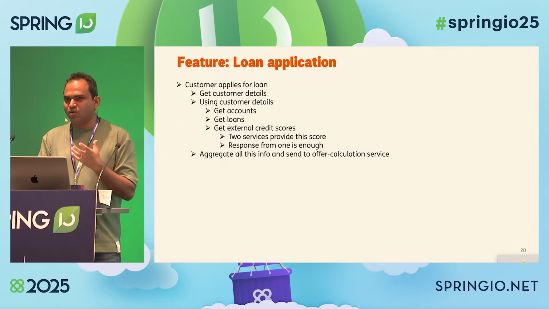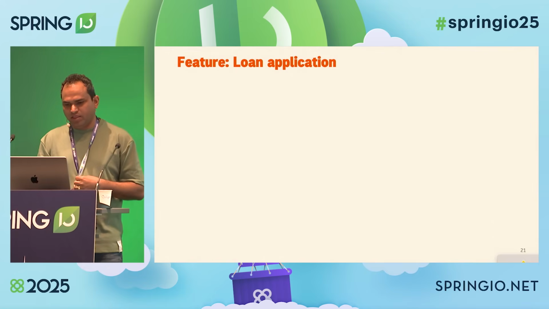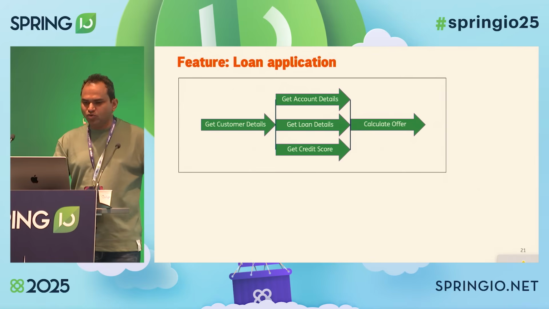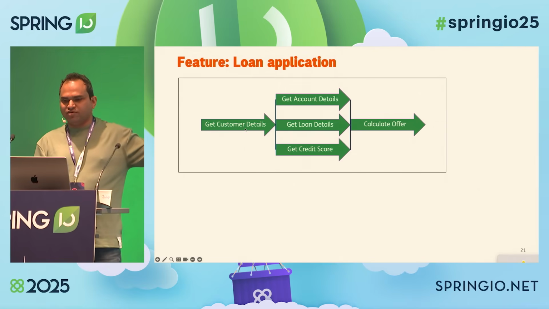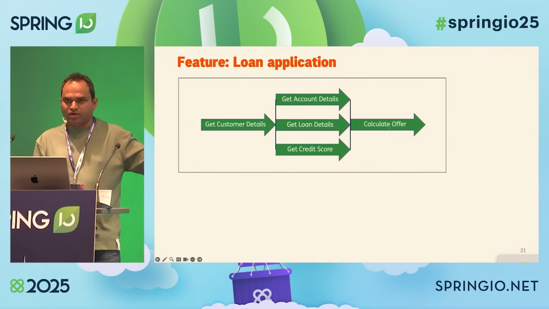But let's first see how it looks with task structure. If we put them in a structure of tasks, how would it look? It looks like this. The first thing that you do is you get the customer details. That's our first task, right? Then using those customer details, you get the account details, loan details, and credit score. And when you have all of that, then you do the calculation of the offer.